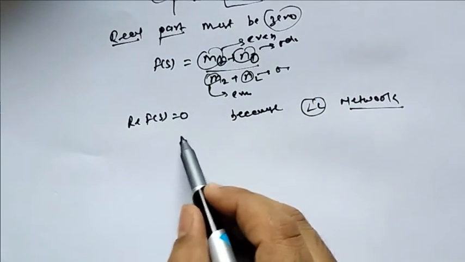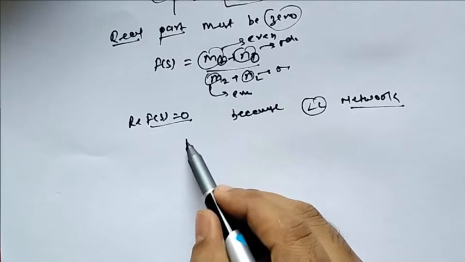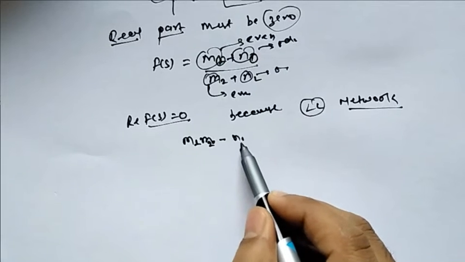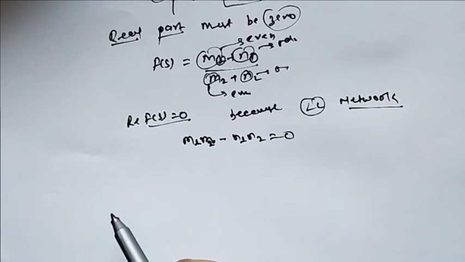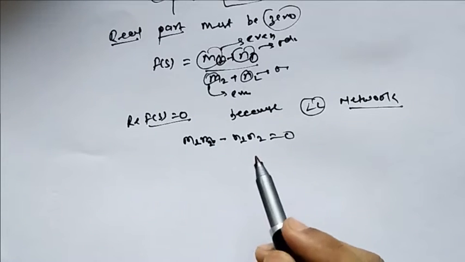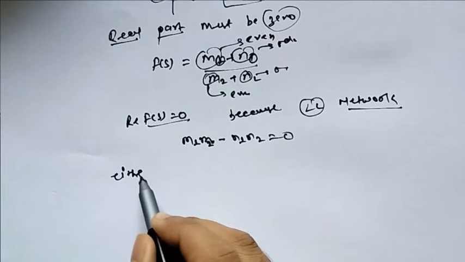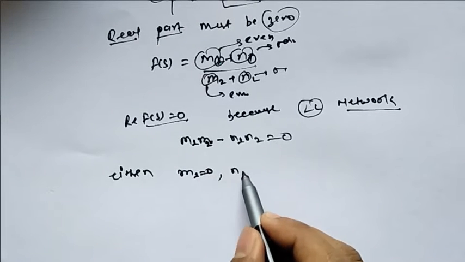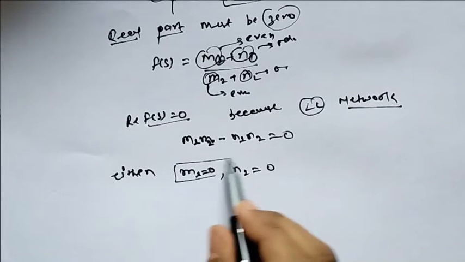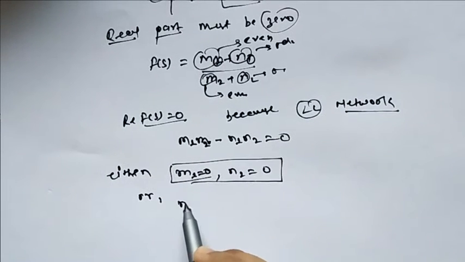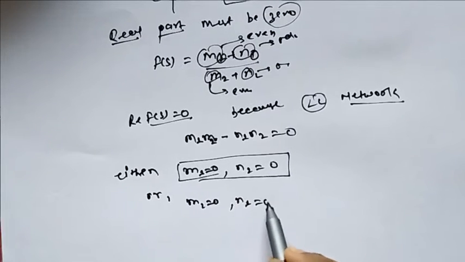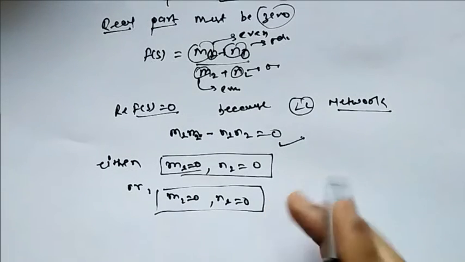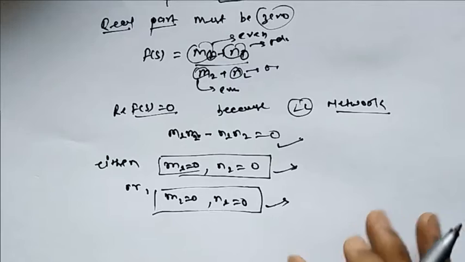Now if the real part is 0, it means the term m1 m2 minus n1 n2 must be 0. If this is 0, it means either m1 has to be 0 and n2 has to be 0, this combination must be there, or m2 is equal to 0 or n1 equal to 0, then only this function will be 0. It means these two possibilities are there.